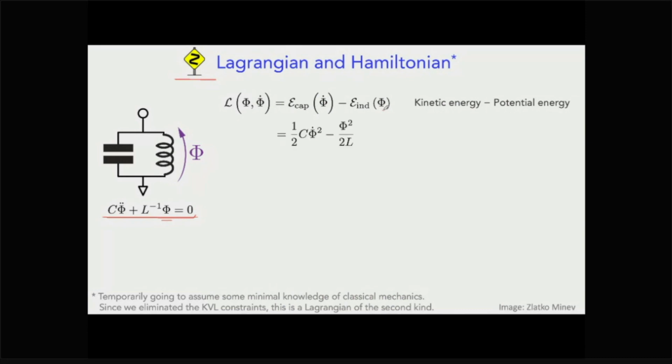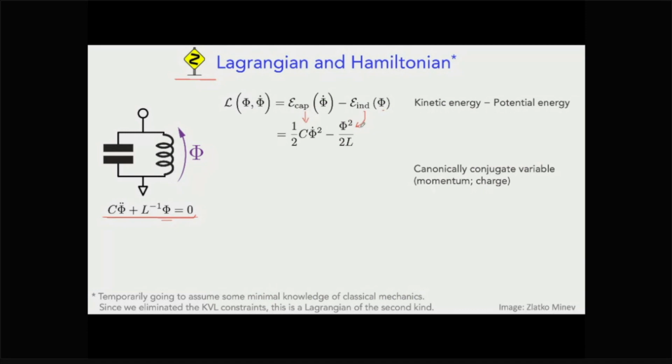All right, if I substitute in what capacitive energy is in terms of magnetic flux and what inductive energy is in terms of magnetic flux, which we derived I think two slides ago, I have one half C phi dot squared minus phi squared over 2L. And this is a very, very standard common equation you'll see.